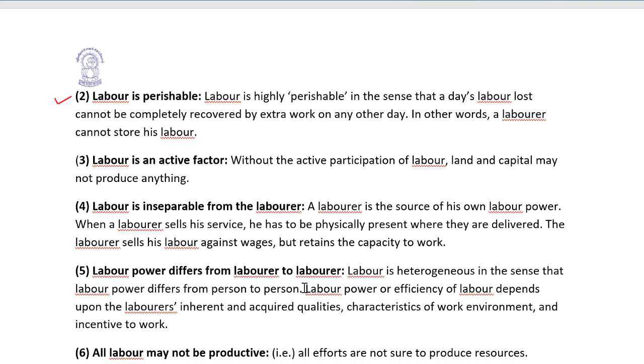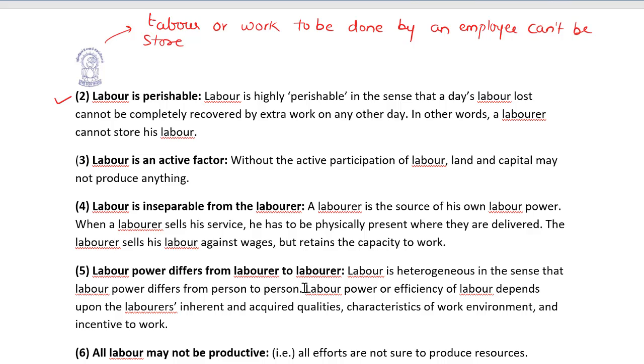Labor is perishable. That means what? Labor can't be stored. Labor, or energy, or work to be done by a laborer, by an employee, can't be stored. Labor involves human exertion, but it is perishable in nature. That means what? Since a day's labor lost cannot be completely recovered subsequently. Whatever is lost in a day cannot be recovered wholly by extra work done on the following day.